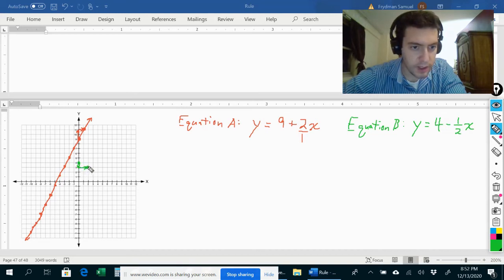Okay, and here's another point. Again, down 1 to the right 2 to find another point. Again, down 1 to the right 2, and so forth. Okay, we can find a whole bunch of points just like that.